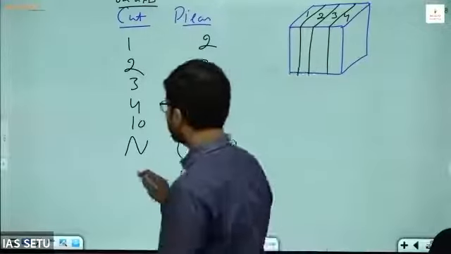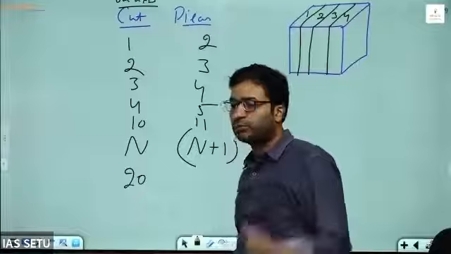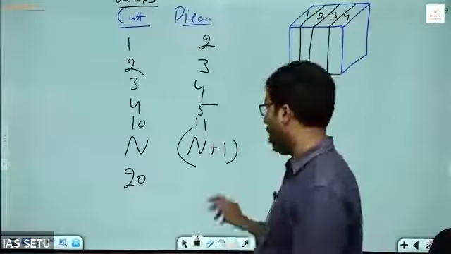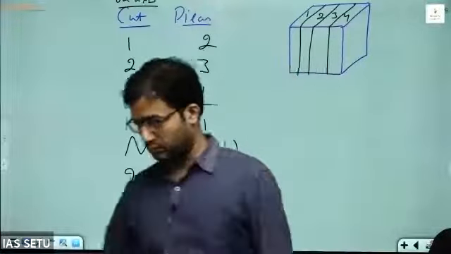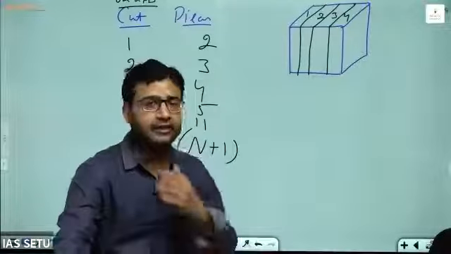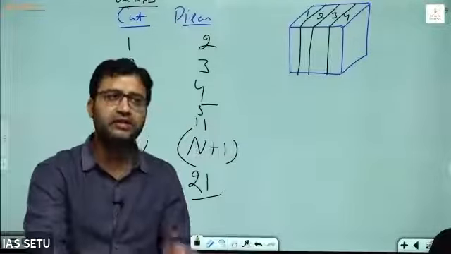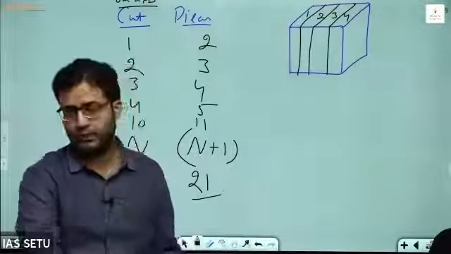Tell me, if I put 20 cuts on one axis, how many pieces do I get? 21. Now I will take 2 axes, then 3 axes, then I will give you the pattern.